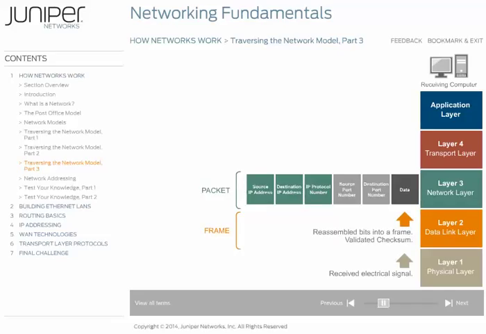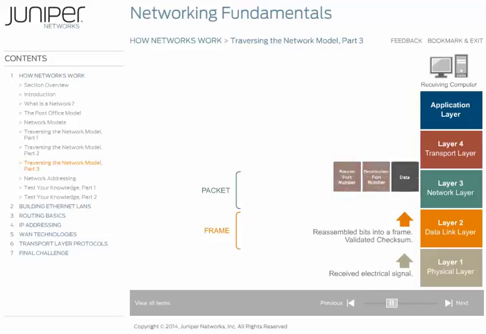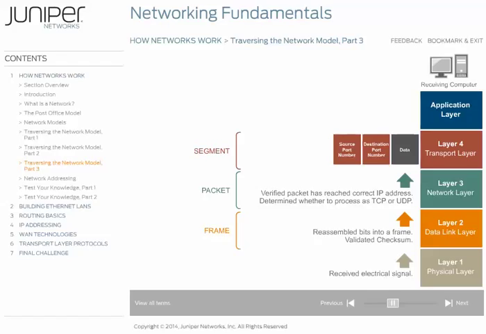The network layer examines the layer 3 destination address and verifies that the packet arrived at the correct destination. Next, it examines the protocol number to determine the transport layer protocol. It strips off the layer 3 header and sends the data up to the appropriate transport layer protocol.